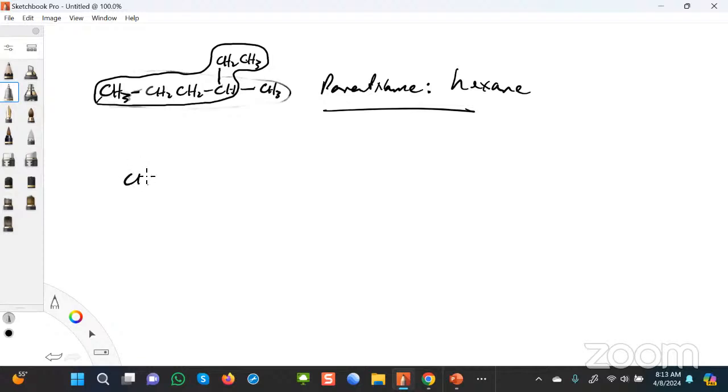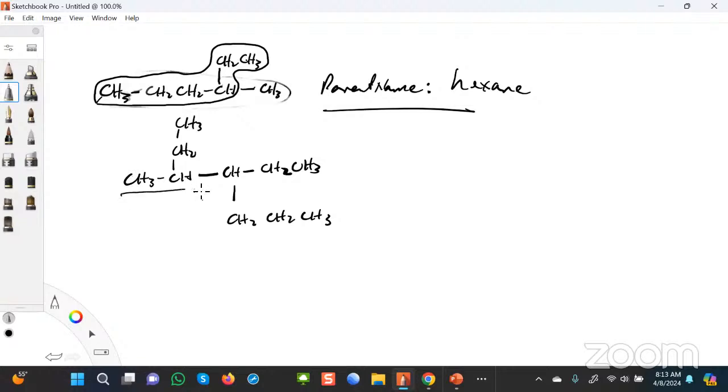Let's say you're given CH3, CH, CH2, CH3, and then here you have CH, then you have CH2, CH3, and then down here you have CH2, CH2, CH3. So the question again is, which is the longest chain that you can identify in this molecule, all right? And again, you might be tempted to think that this is the longest chain right here, but that's not the case. The longest chain is actually this right here I'm drawing around, right?